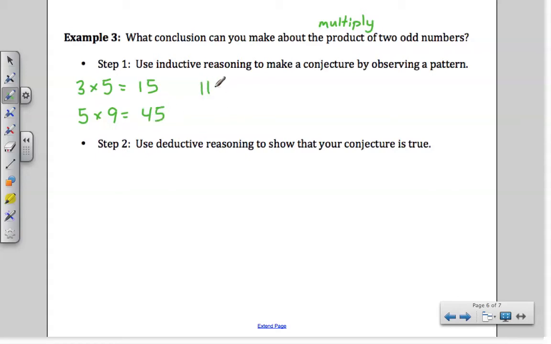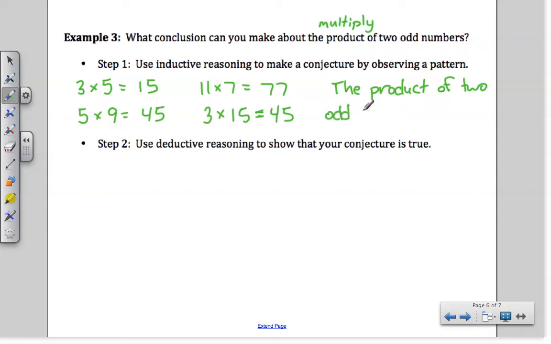How about 11 times 7? Again, multiplying two odds, and I get 77. How about two more odds? 3 times 15, you get 45. Alright, can we make our conjecture? It looks like we get odd numbers no matter what when we multiply two odds. So, my conjecture, I think that the product of two odd numbers is always odd.